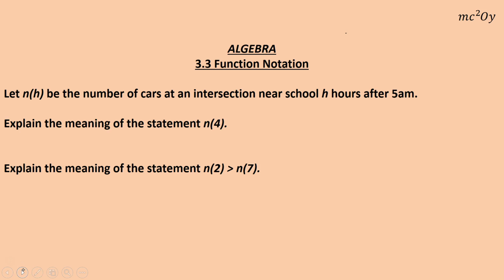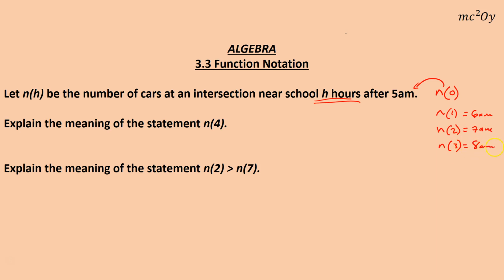Okay, well now let's look at some application of this. Let n of h be the number of cars at an intersection near school h hours after 5 a.m. That is saying for every hour after 5 a.m., h is going to change. It's going to increase a number. So for instance, n of 0 would be 0 hours after 5 a.m. So n of 0 means that it's 5 a.m. That means n of 1 would be 1 hour after 5 a.m., or 6 a.m. n of 2 would be 2 hours after 5 a.m., or 7 a.m.